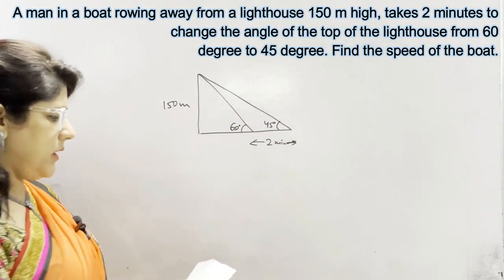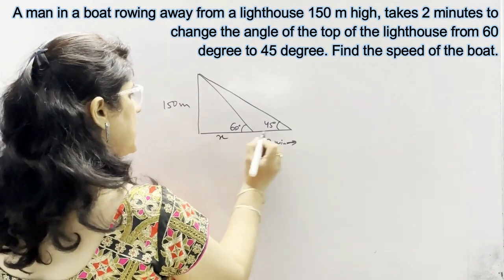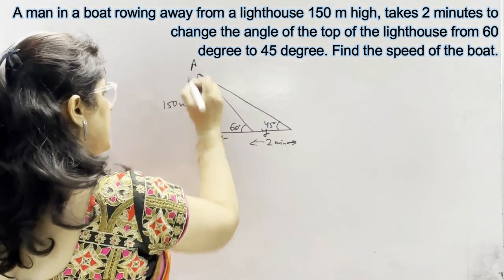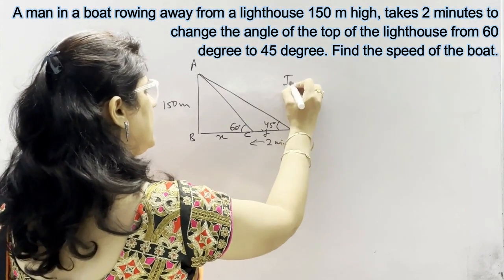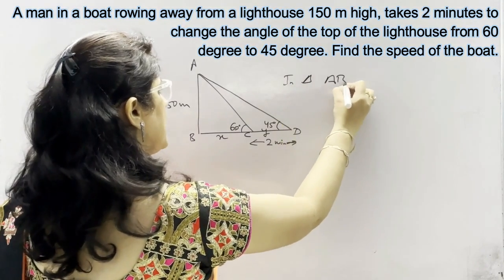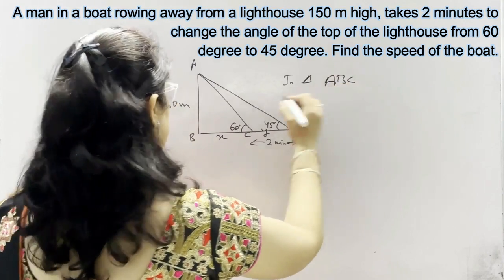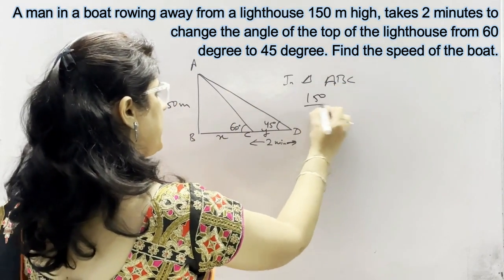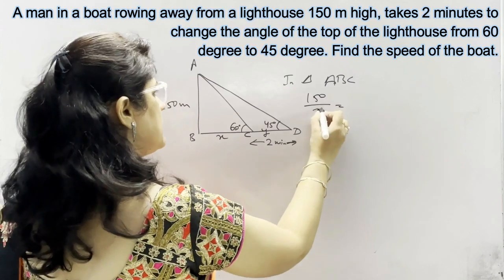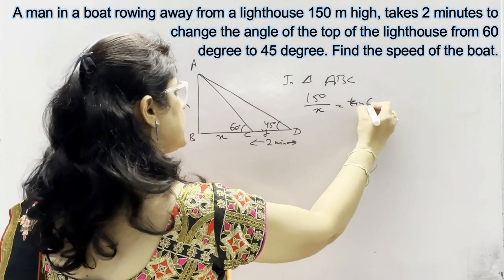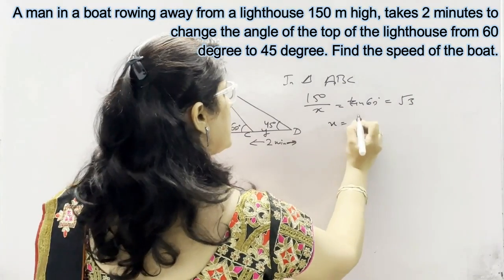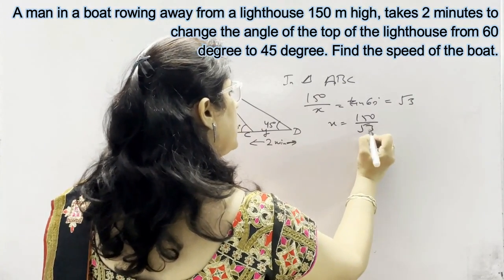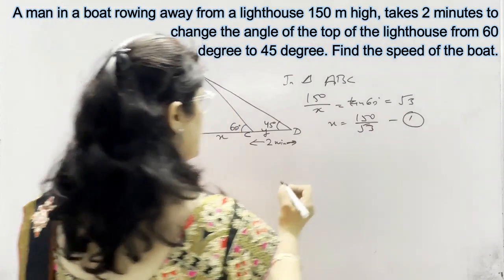So, we need to calculate. Suppose this distance is x and this is y. A, B, C and D. In triangle A, B, C, 150 is the perpendicular and x is the base. P upon B is tan 60 and value of tan 60 is under root 3. x is equal to 150 upon under root 3. This is our first equation.